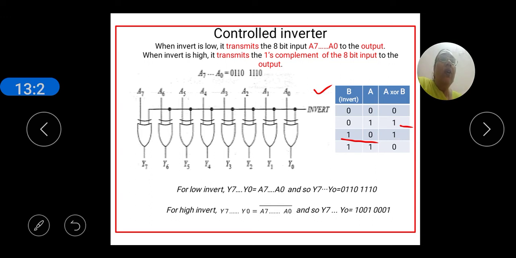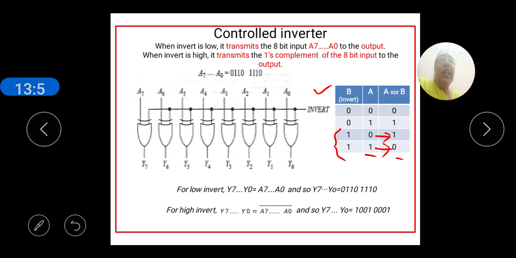So now when you see the invert terminal, when B invert is 1, A is complemented and sent to the output. When B input is 1, A here is 0, it is inverted and sent to the output as 1, and A here is 1, it is inverted and sent to the output as 0. So whenever B invert is 1, A is complemented and sent to the output of the exclusive OR gate.